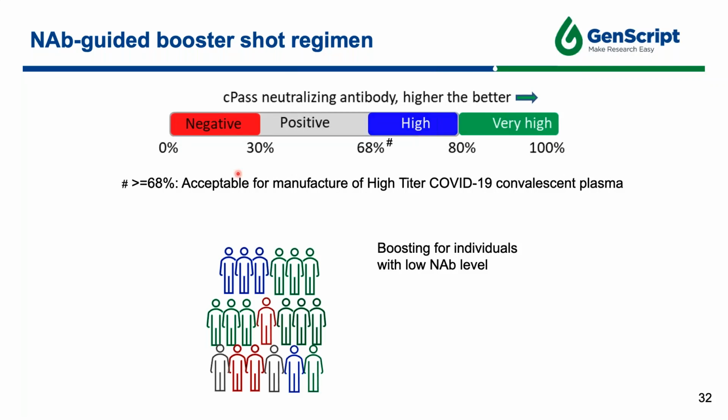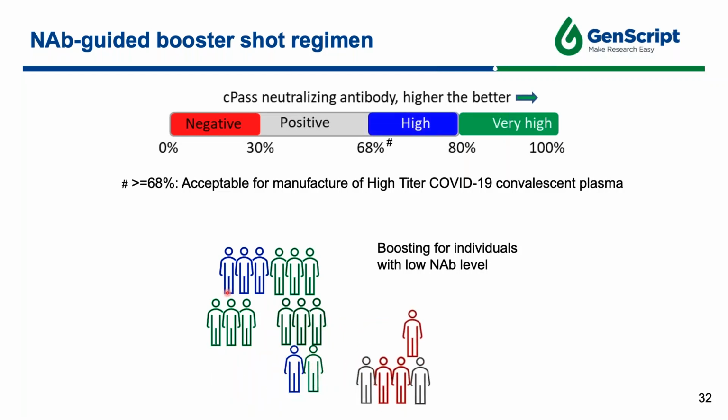So at a population level, it is worth considering that we adopt an NAb guided booster shot regimen, that we screen out those who have a low level of the neutralizing antibody and administer the booster shot for those individuals who are actually at risk of breakthrough infection. So this is also the case for those who wish to travel, and for those who need to interact with people frequently.